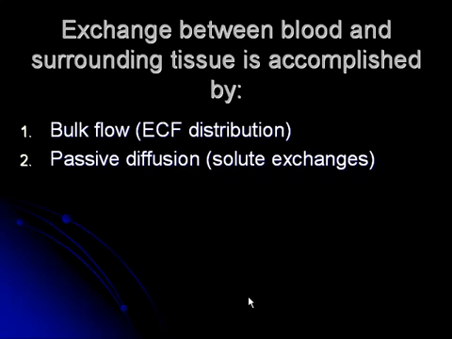Next, exchange between blood and the surrounding tissues is accomplished by bulk flow and passive diffusion. Bulk flow is exactly that. It's taking lots of particles and moving them across the membrane. It's taking and distributing it from one extracellular fluid compartment to the other. And we talked briefly about extracellular fluid compartments like the first week of class. I talked about the extracellular fluid as everything that's outside of a cell. So inside the cells, where you have high potassium, you have the nucleus of the cell, the cytoplasm, all that stuff, that's intracellular. Everything else outside is extracellular.